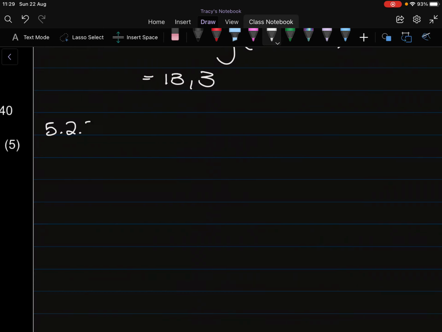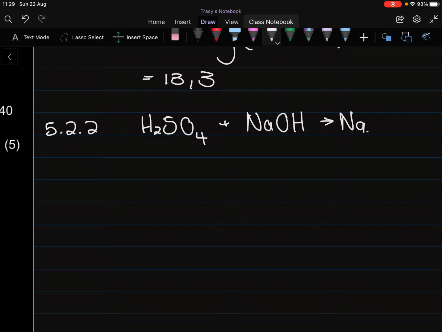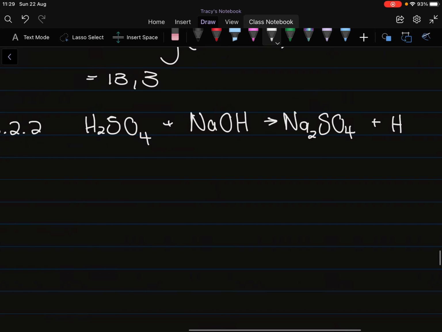First of all, I need to know how they react together. So I have H2SO4 plus NaOH is going to give me Na2SO4 plus water, but it's got to be balanced. So remember what I said, for every hydrogen there has to be an OH. That means I'm going to have to put a 2 there, and it's going to create 2 waters.